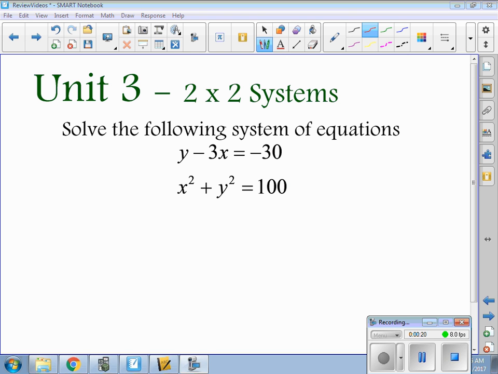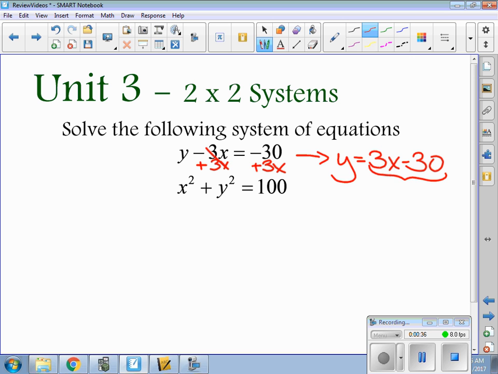When we have linear circle systems of equations, we are not going to solve the circle for anything. We are just going to take the linear equation and solve for one of the variables. So the easiest thing for me to do here would be to move the 3x to the other side, and this equation becomes y equals 3x minus 30.